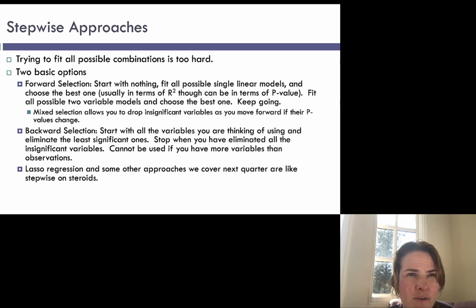Because you can have things that have very little variation, so they have really tiny p-values, but don't explain much of the variation of the overall model. So you want to pick the model that does the best at explaining. And then you keep going. We'll get back to mixed selection.